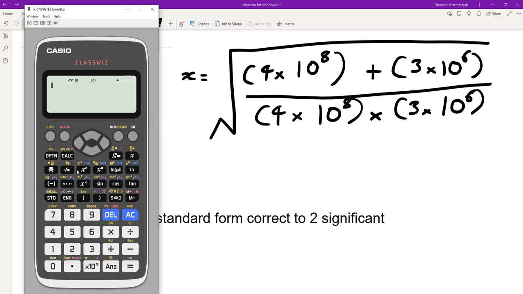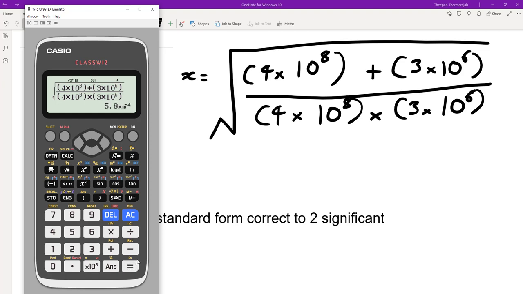So now we can type this into our calculator. Press the square root, the fraction button. 4 times 10 to the power of 8. Close the brackets, put a plus. Then we're going to have 3 times 10 to the power of 6. Close the brackets. Now press the down cursor to come down to underneath the fraction. 4 times 10 to the power of 8 times 3 times 10 to the power of 6.